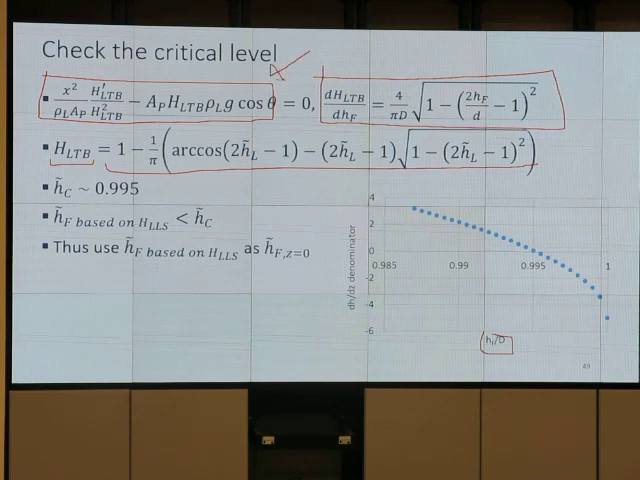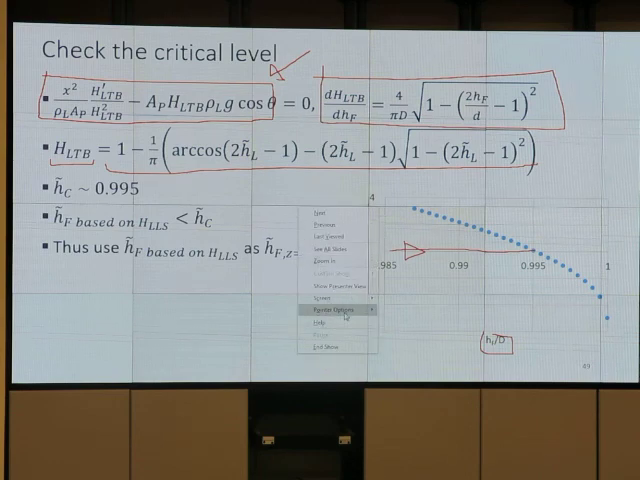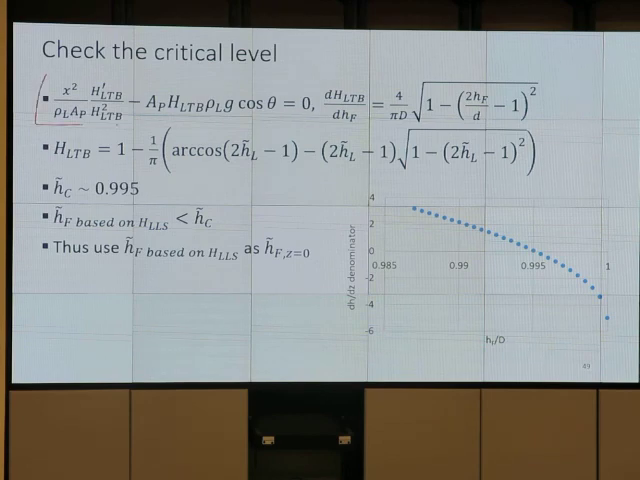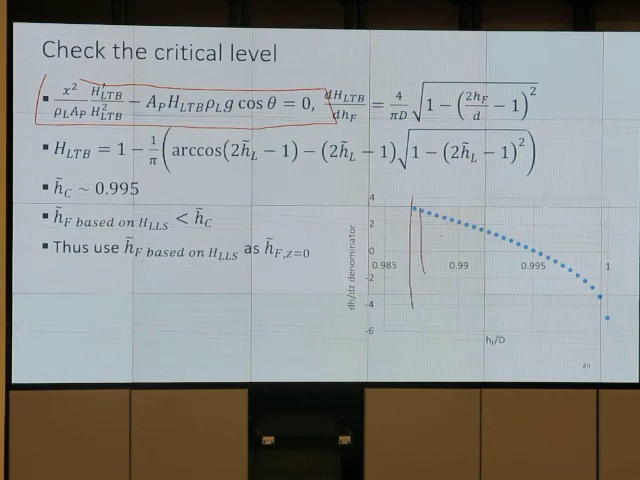Recall that the numerator is just a function of height over diameter. I can put anything in, but the right height over diameter will make the numerator equal to 0. So I use a graphical approach. I do the plot of this equation with h tilde equal to different values, and I get the result. It won't be zero except at the critical point. So I know that h critical is about 0.995, okay?